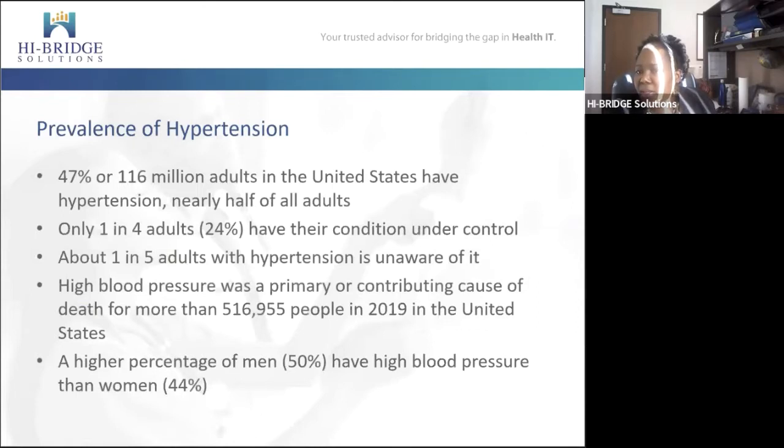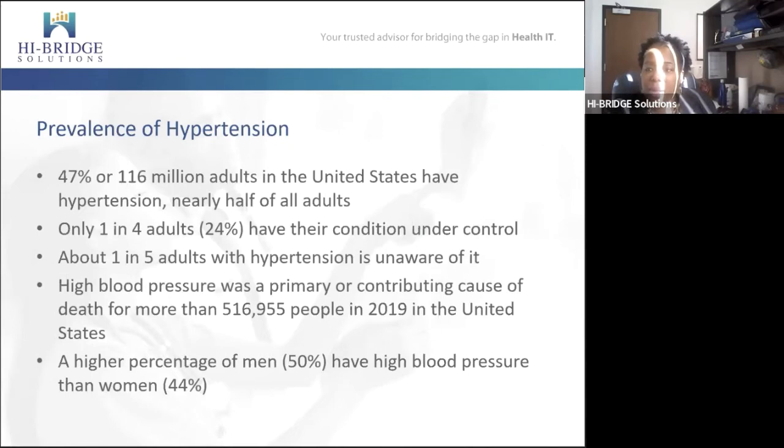Okay, so we're going to talk about the prevalence of hypertension. 47% or 116 million adults in the United States have hypertension. That's nearly half of adults. Only 1 out of 4 of those adults, which is about 24%, have their condition under control. About 1 in 5 adults with hypertension is unaware of it. That's most people, or they just choose to ignore it.